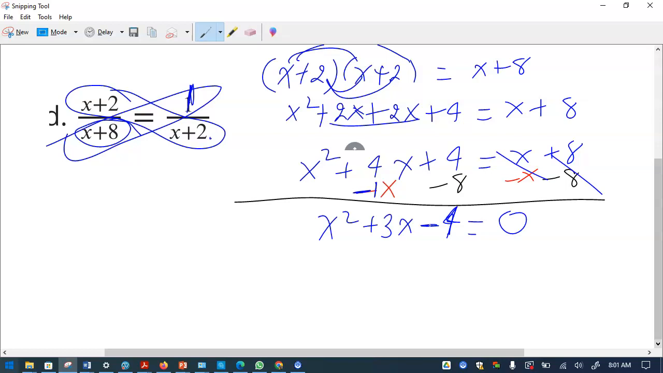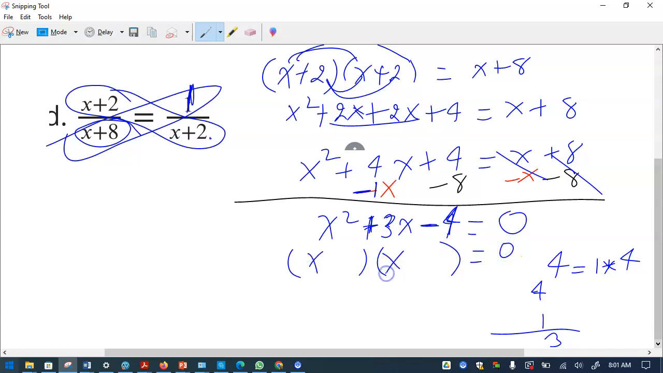So if you see, we can do this: the 4 can be written as 1 times 4, right? So 1 and 4, if you subtract, does give you 3. So that means there is a plus 3 here. You need to have two factors here, x and x. So negative 4, 1 times 4 is 4, and positive 4 and negative 1 gives positive 3, which is right here. So we can use plus 4 and minus 1. This is called factorization.